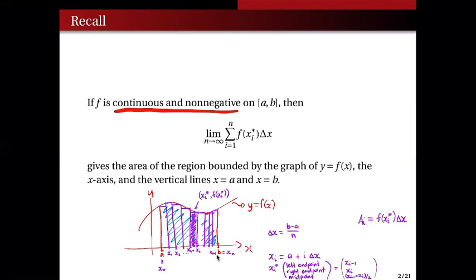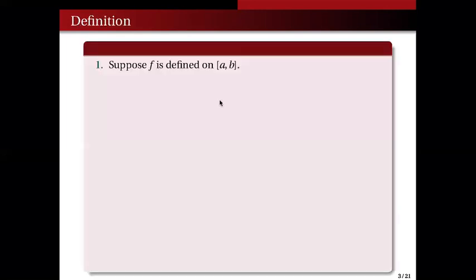Okay? Now, we will extend this formula or expression in here. We will also extend this way of deriving this limit here to functions which may not be continuous, and may also be negative. Okay. So let us look at this definition.